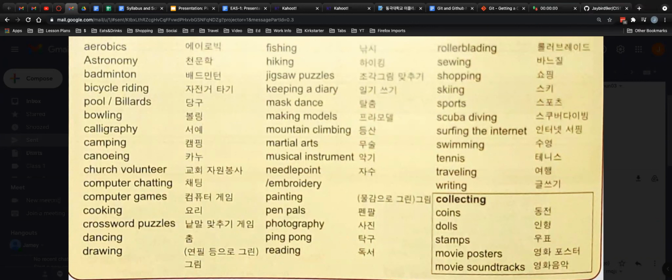Sorry, I have to turn off my phone. I just realized I'm getting lots of Kakao messages on this.